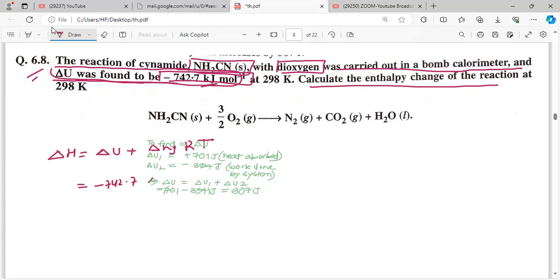Then delta ng. What will be delta ng here? This is liquid, we need not consider. This is gas. This is gas. So delta ng is equal to ng of products minus ng of reactants. ng of products is 1 plus 1, 2, minus 3 by 2. So it will be 1 by 2.